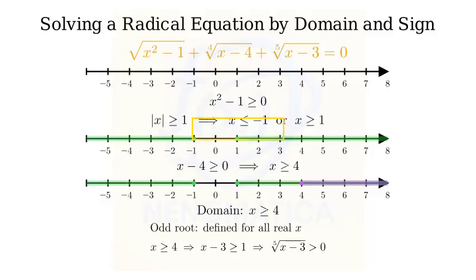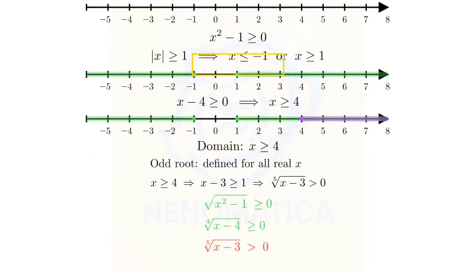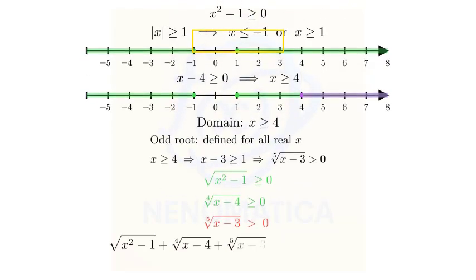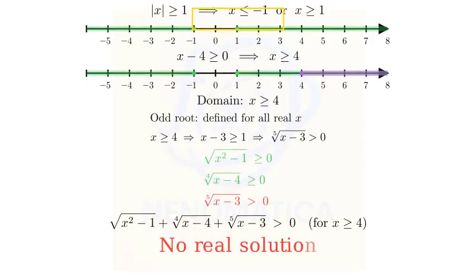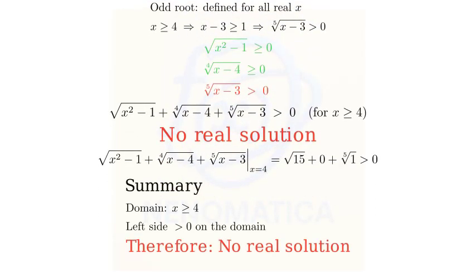Step 4. Combine signs on the domain x at least 4. Square root of x squared minus 1 is non-negative. Fourth root of x minus 4 is non-negative. Fifth root of x minus 3 is strictly positive. Therefore, the entire left-hand side is strictly positive for every allowed x, so it can never equal 0. There are no real solutions. Quick check at x equals 4. The expression becomes square root of 15 plus 0 plus the fifth root of 1, which is strictly positive. Summary. We found the common domain x at least 4. Each radical is non-negative, and the fifth root term is strictly positive, so the sum is always positive and the equation has no real solution.